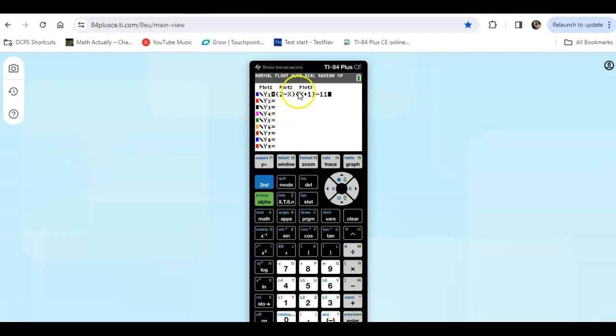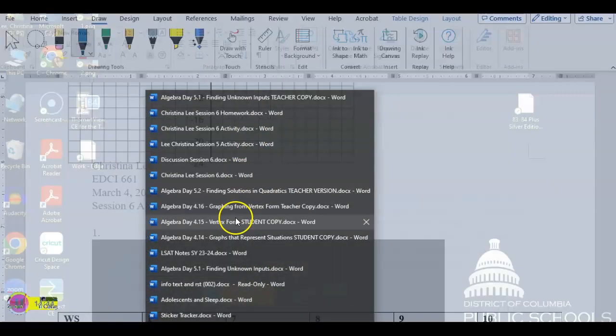All right, so I've gone ahead and I've put the equation in that Priya came up with. So 2 minus x times x plus 1 minus 11. And I'm going to go ahead and graph this. And mine is not set, so let's go ahead and put this in standard form. All right, so now I can see that this is all the way down there at the bottom. Let me go check and make sure that I put my equation in here correctly, because I feel like that graph doesn't look quite right.